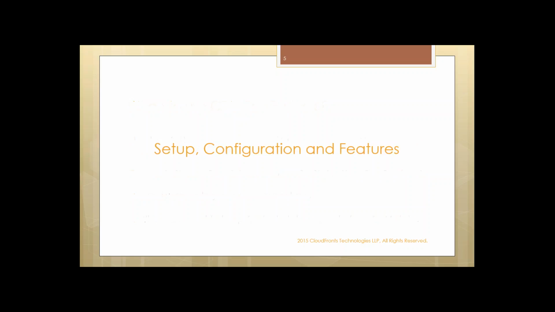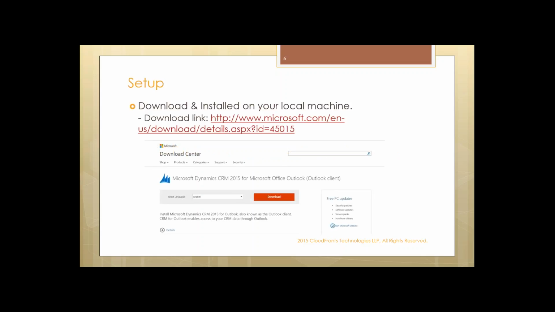So let's walk through the setup, configuration, and the features of CRM for Outlook. To set up, CRM for Outlook is a lightweight client, and you can get it downloaded from the Microsoft Download Center. As in the screenshot you can see, you can download CRM 2015 for Microsoft Office Outlook, and it's available for 32-bit and 64-bit versions according to your liking.